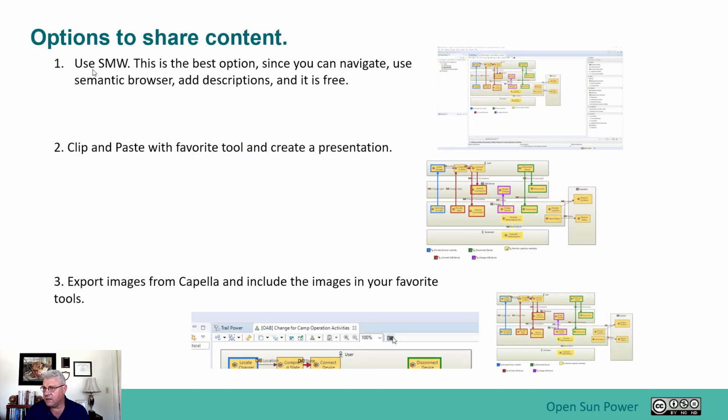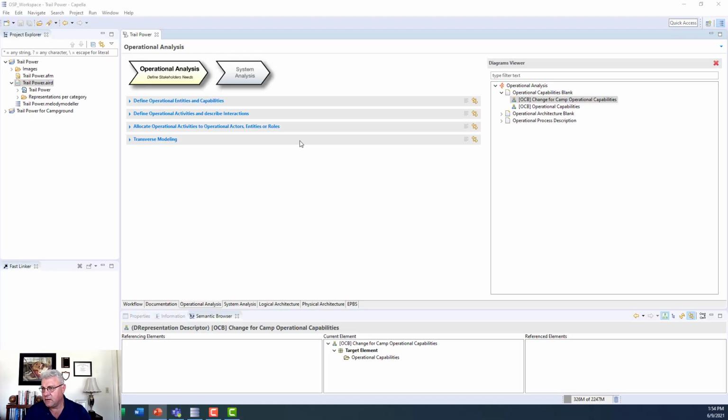You can use the SMW model is the first option you would have, is just show people the model that you are using. The second one is to clip and paste with your favorite tool and create a presentation, essentially what you're viewing right now. And the last one is to export images from the Capella model with the favorite tool. I'll show you each of those.